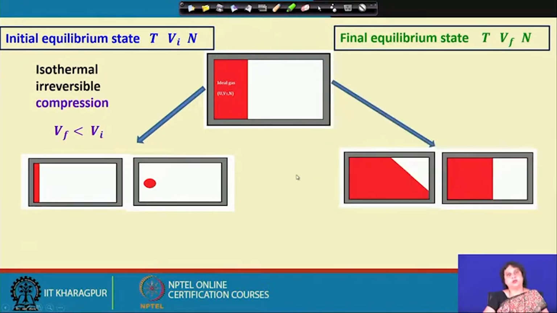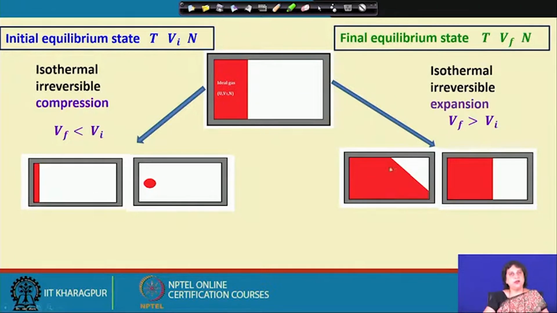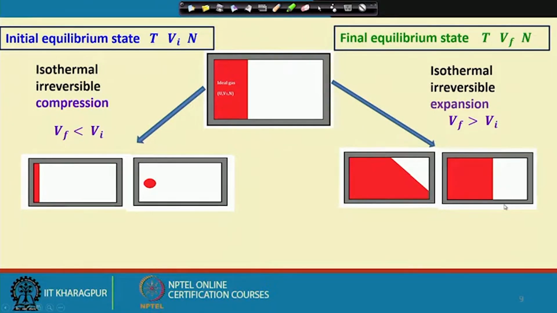What is the other option? The other option is that the gas undergoes an expansion process. So, once again the associated process is an isothermal irreversible expansion, whereby the final volume, irrespective of what the final state is going to be, is greater than the initial volume.